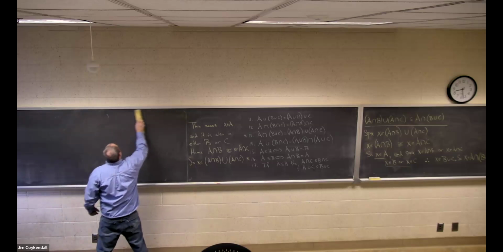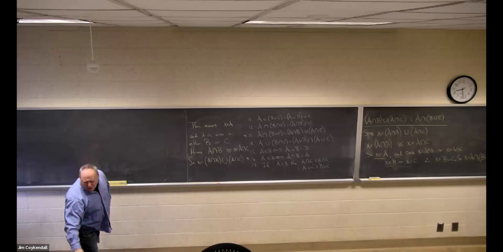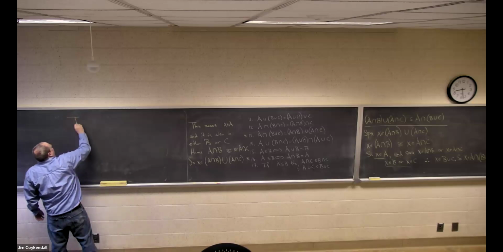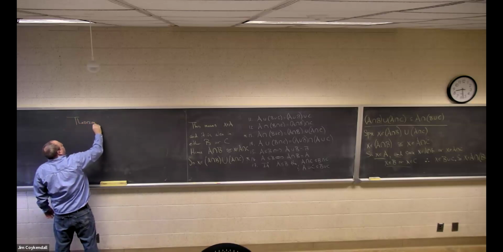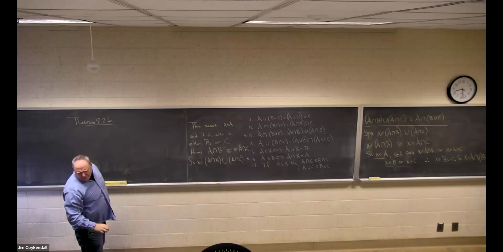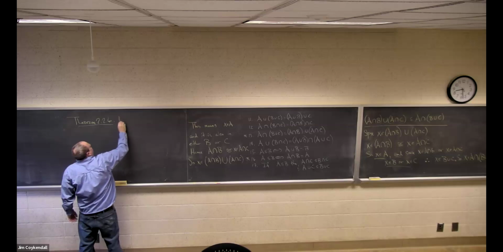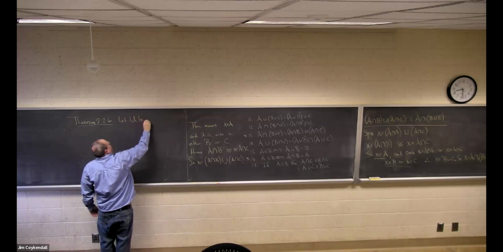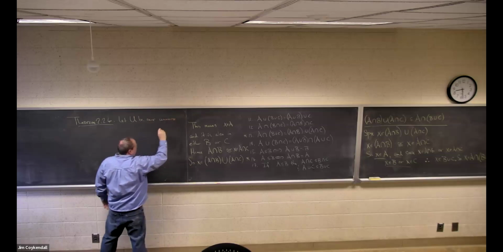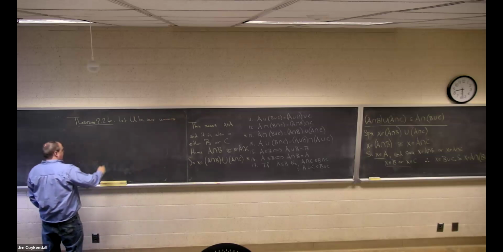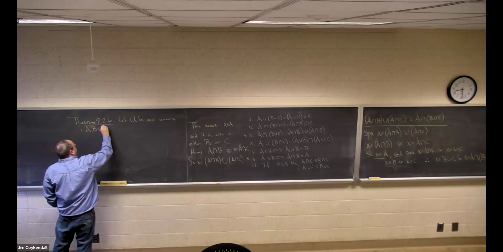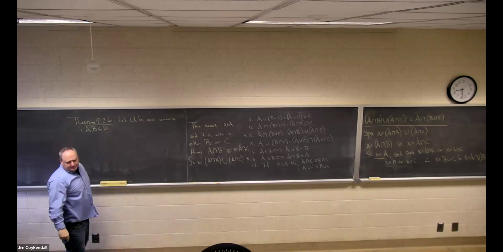See if y'all can help me out as we go along here. We have some universe. Theorem 226. Let U be our universe. It's our universal set that all these sets in the theorem are contained in, and A and B subsets of this universe.